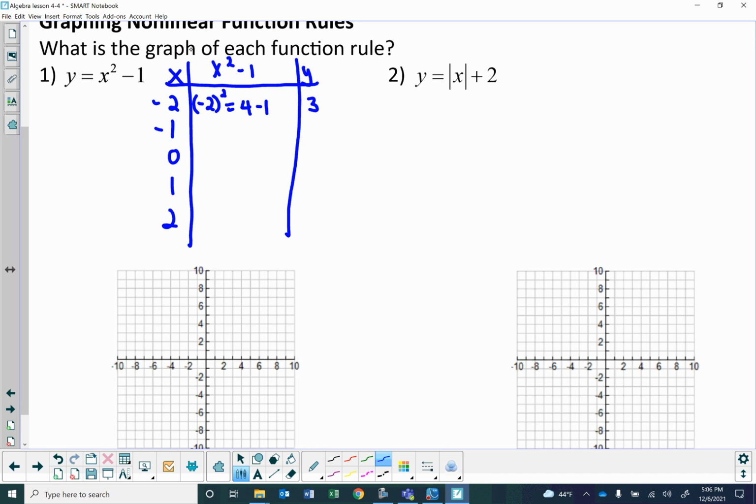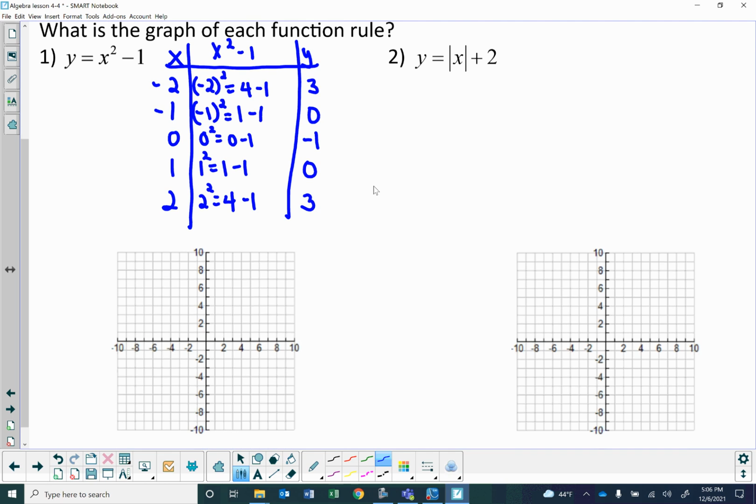-1, whenever you substitute something in for a square, it always goes in parentheses. So (-1) squared is 1. 1 minus 1 is 0. 0 squared is still 0. 0 minus 1 is -1. 1 squared is 1. 1 minus 1 is 0. 2 squared is 4. 4 minus 1 is 3. And you might look at that and go, wow, that's some weird points I'm getting. So watch what I do.